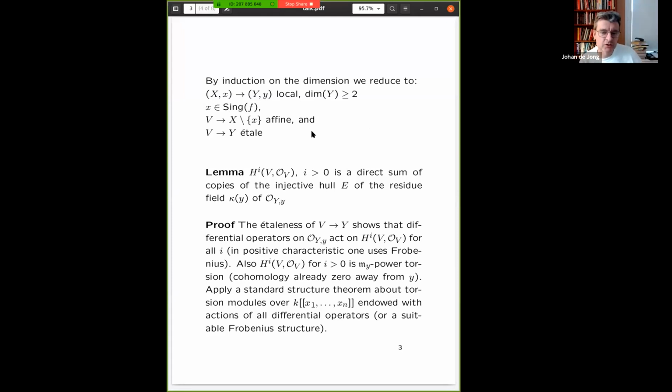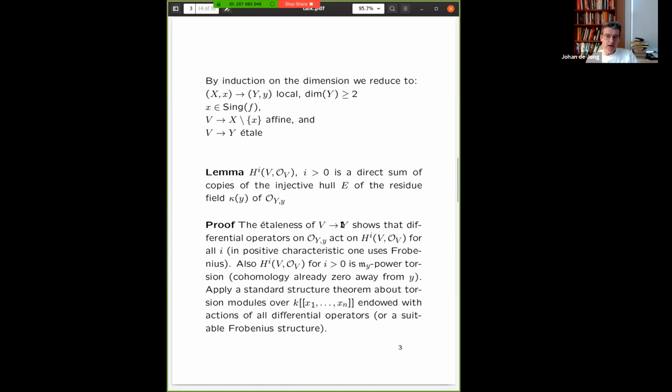Okay. So the first step is the following lemma. It says that the cohomology of the structure sheaf of V, for i bigger than zero, is a direct sum of copies of the injective hull of the residue field of the point at the bottom over this O_Y. Y is a regular local ring, right? Okay, so that's great because we know a lot. We know the structure of the injective hull of the residue field exactly, so this will help us in the next step. And this is kind of a standard thing that commutative algebraists probably know very well. It's a beautiful thing. So let me tell you the proof.